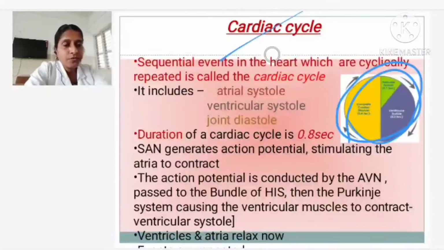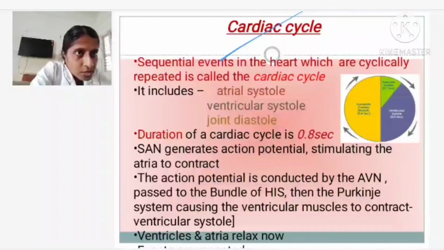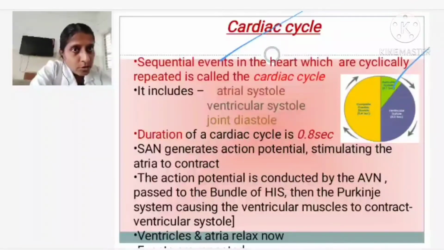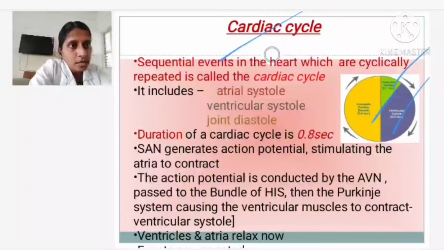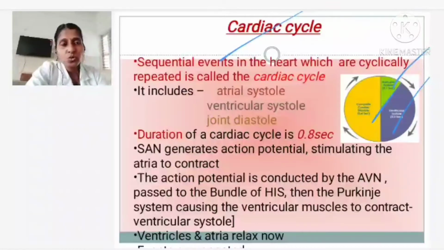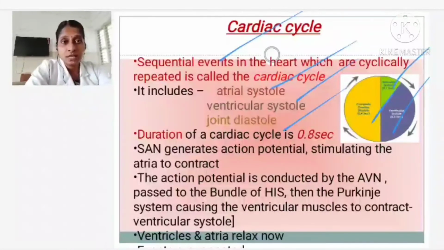So the first is your auricular systole. So what is the first stage? That is your auricular systole. Thereafter you can find it is ventricular systole, and then what is that? Joint diastole. So you are having auricular systole, ventricular systole and joint diastole. Now when you look at the whole cycle, it does not take even 1 second. 1 second is not needed. It is only 0.8 seconds for completing one cycle.